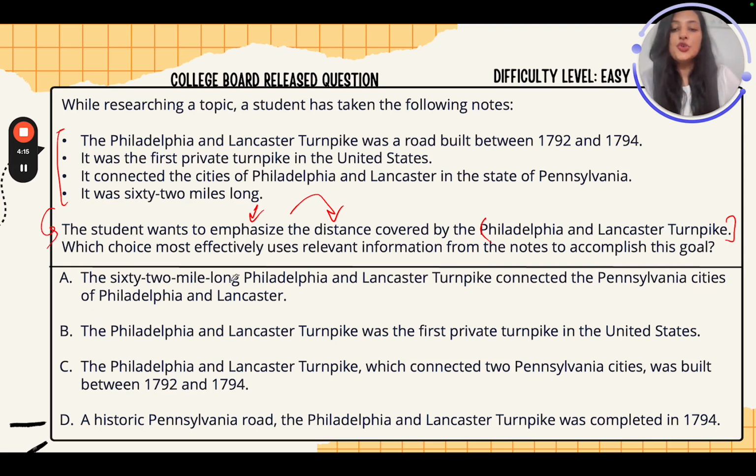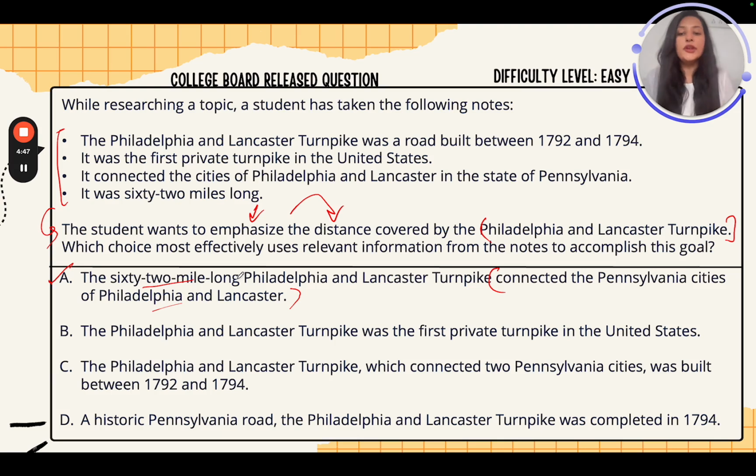The 62-mile-long Philadelphia and Lancaster Turnpike connected the Pennsylvania cities of Philadelphia and Lancaster. Anyways, I don't have to read this. I already feel like this is the correct option because of the mention of the distance. Right? Now, what is this distance doing that's been told to me, which means there is an extra attention on the distance. This option is also mentioning the distance covered by the Philadelphia and Lancaster Turnpike. So, seems to be a very perfect option, right?